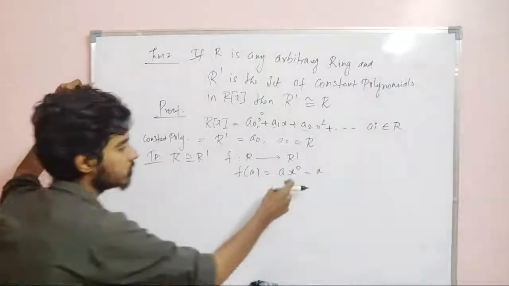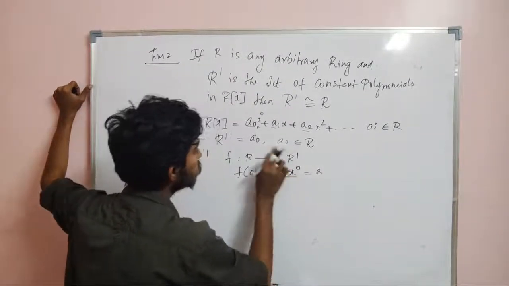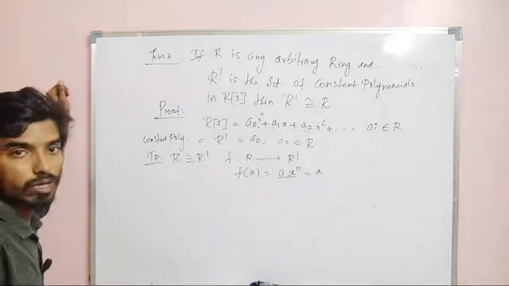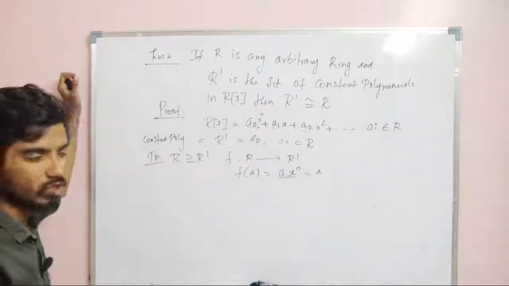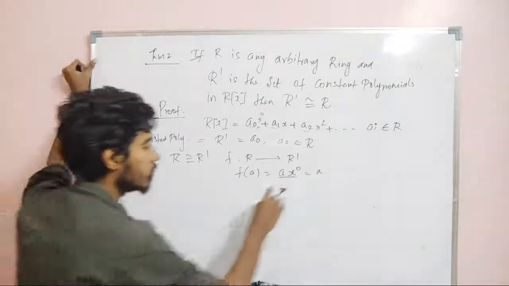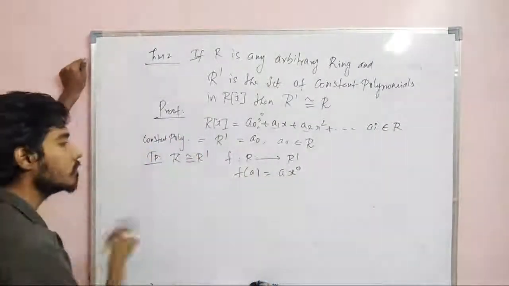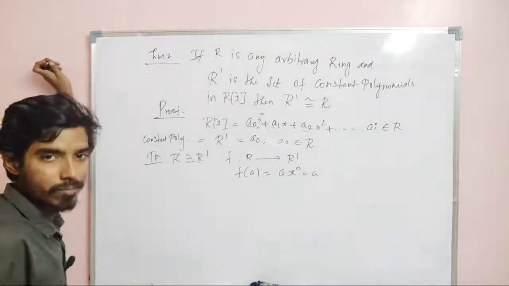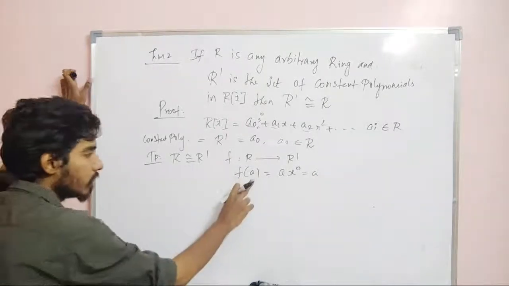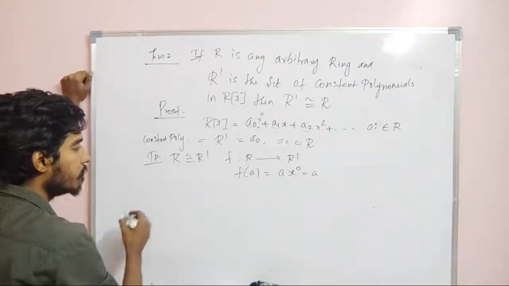I'm writing x power 0 to make sure that this element belongs to the polynomial ring over R, right? So I'm denoting a map f of a equal to a x power 0, which is nothing but a. So from R to R it is a map which is nothing but a. Now actually this is an identity map, right? Whatever element you are choosing moves to itself.